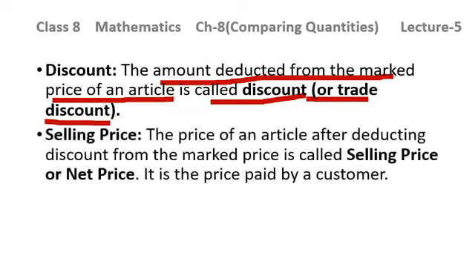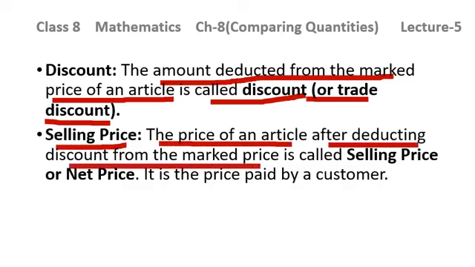Then we have learnt about selling price. Selling price: the price of an article after deducting discount from the marked price is called selling price or net price. The other name of selling price is net price. It is the price paid by a customer. After the deduction of the discount from the marked price, the price which we need to pay, that is the price of the article, and that is your selling price.